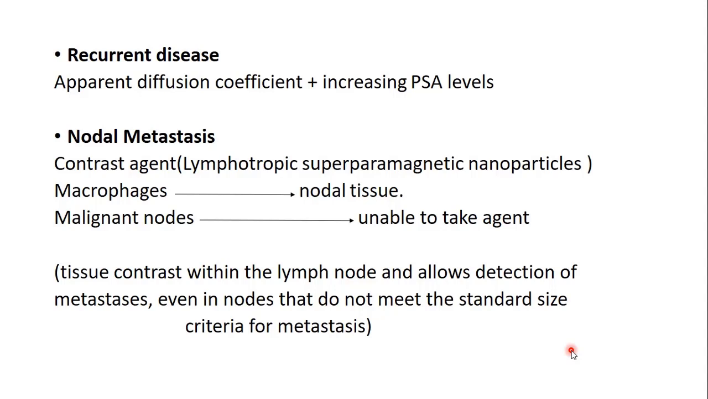Diffusion weighted images also help us in finding nodal metastasis. The contrast used for this purpose is lymphotropic superparamagnetic nanoparticles. They are injected, taken up by macrophages, and the macrophages carry them to the nodal tissue. These contrast labeled macrophages cannot gain entry into malignant nodes. In this way, we can diagnose malignant lymph nodes which do not even meet the standard size criteria for metastasis.